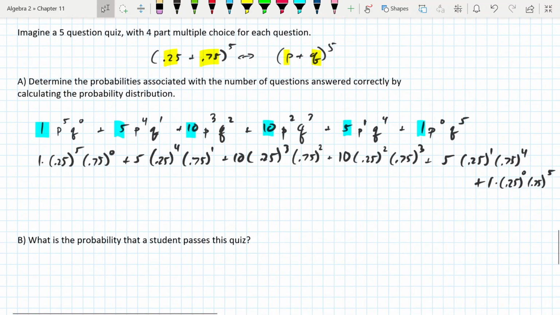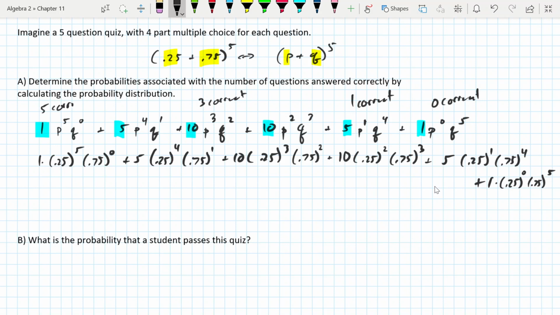And it's not a bad idea to think about it here. 0 correct, 1 correct, 3 correct, 5 correct. Just filling out some of them. That way you know what each one of those terms means when you actually calculate them out. So I'm going to do that now, and I'm going to do them one at a time.